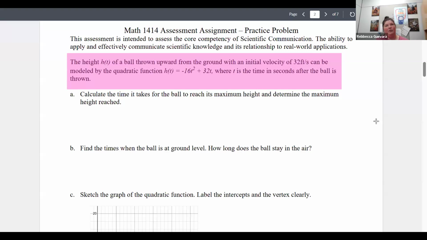Okay, so my very first question is we want to calculate the time it takes for the ball to reach a maximum height. So we need the time it takes to reach this maximum height and determine the maximum height that it reached. So when you see maximum or minimum, when we see those terms, we know that what we're looking for is a vertex.